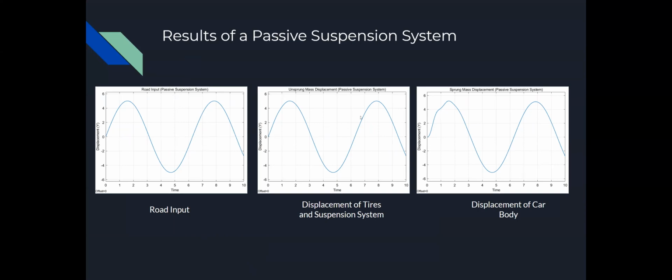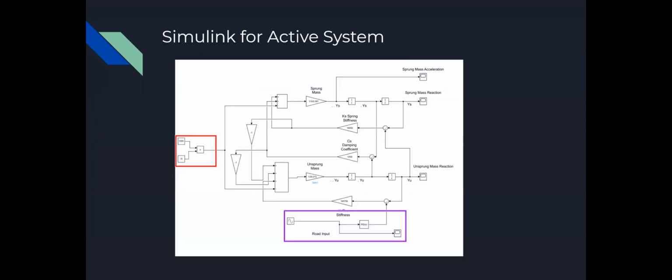And for the tire mass, the displacement doesn't change at all, while the mass of the car body has small changes in displacement in the beginning. And the oscillations going from 0 and under 0 proves that this is an underdamped system.